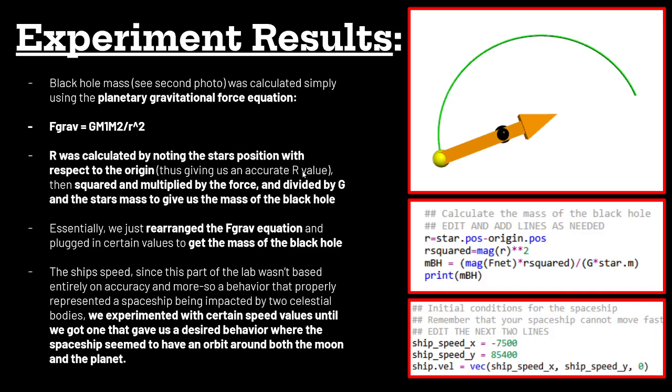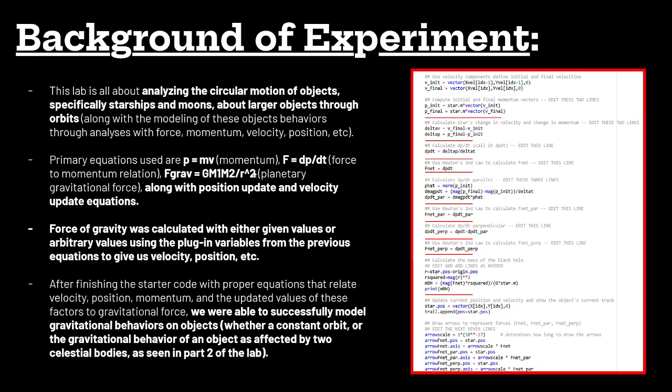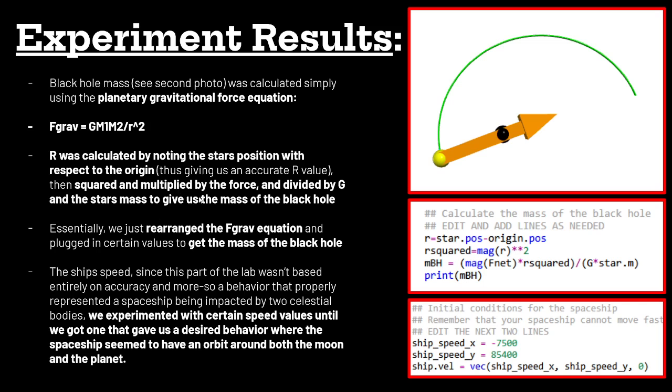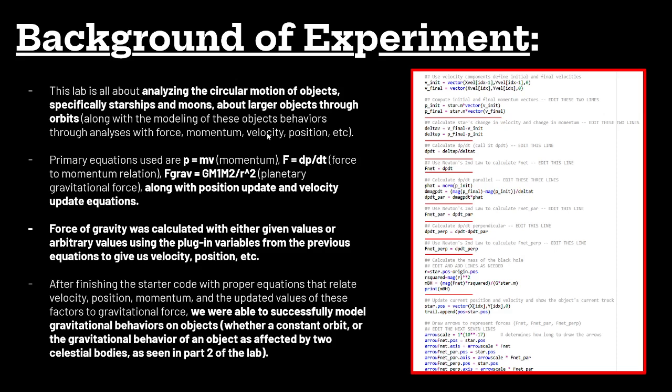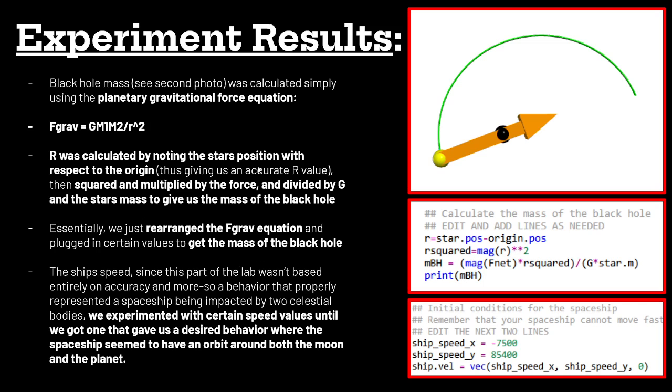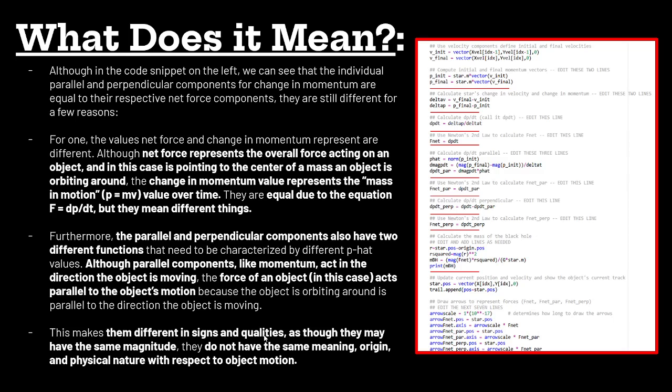Experiment results. The black hole mass, see this photo right here, was calculated simply using the gravity equation. We just moved the variables around. R squared was calculated by using the radius of the star, or the position of the star minus the origin, and then we moved around the gravity constant, the mass 1, mass 2, until we got it in terms of just the black hole mass, and that's how we got this equation right here. And the shift speed, like I said before, was just used with experimentation because it wasn't really based on accuracy, more so just to show the concept that a force is being acted upon the spaceship by both the moon and the planet. So we played around with the variable until it gave us that general behavior.